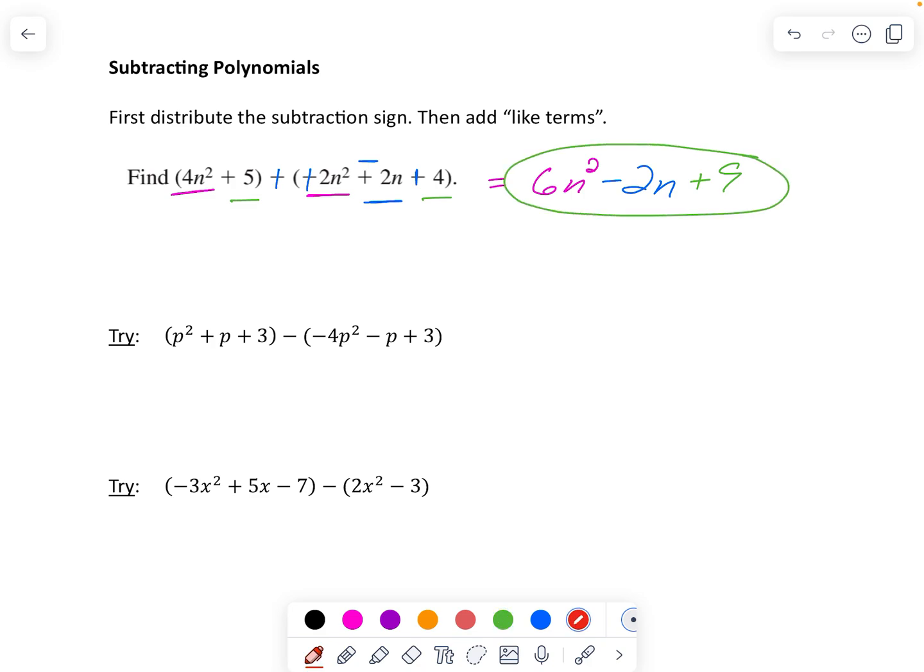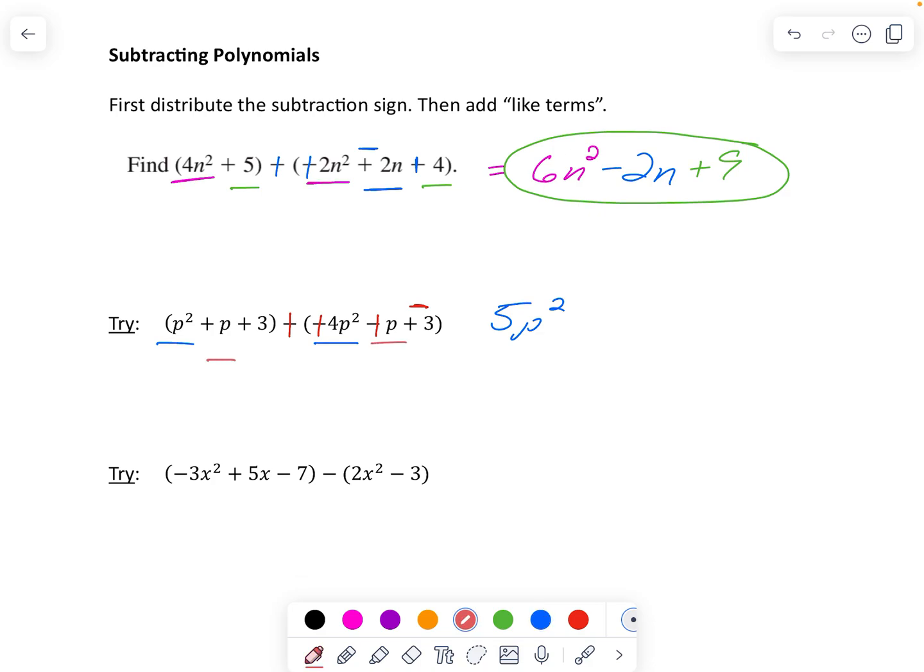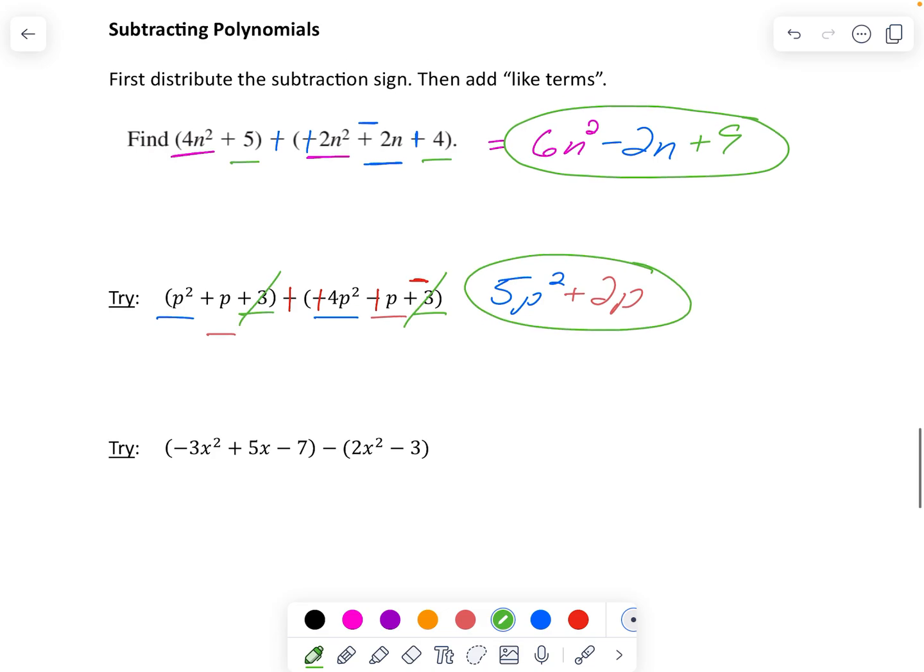Keep, change, switch again. Change the signs of everything in that second parenthesis. Now when we're adding the p squareds, 1 plus 4, we have 5p squareds. P plus p is plus 2p. And then 3 plus -3. Actually, those cancel out, don't they? And so that would be our final answer.